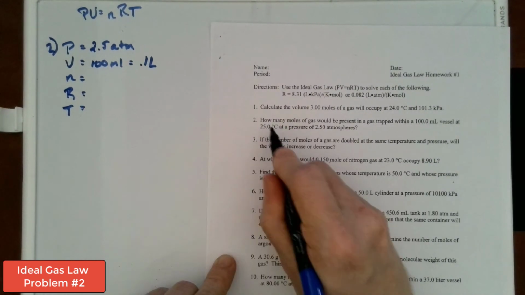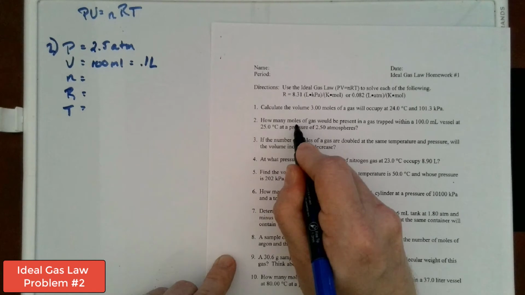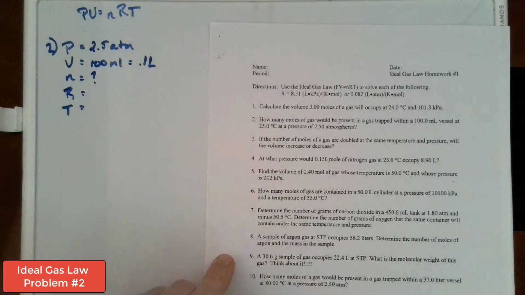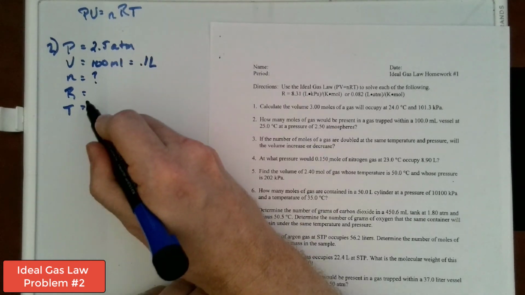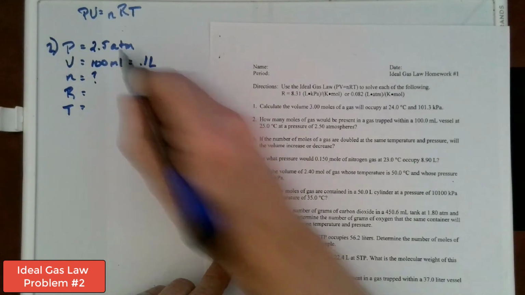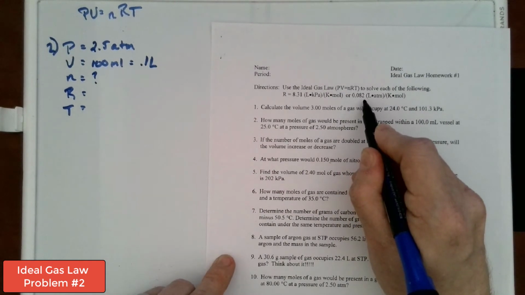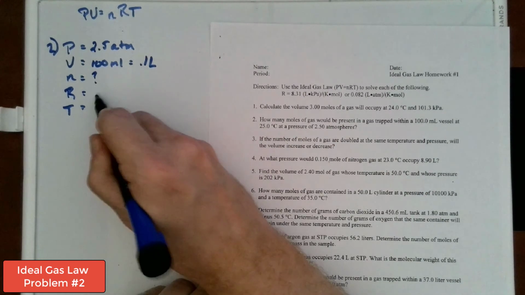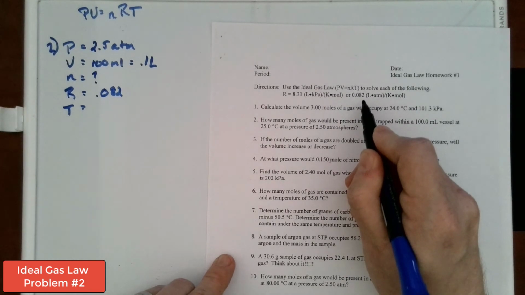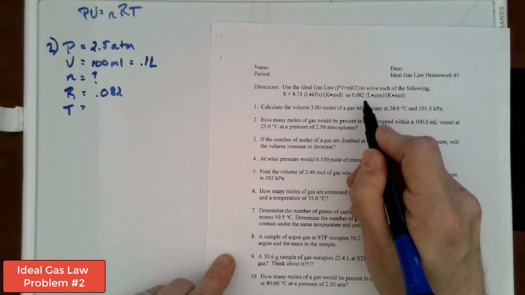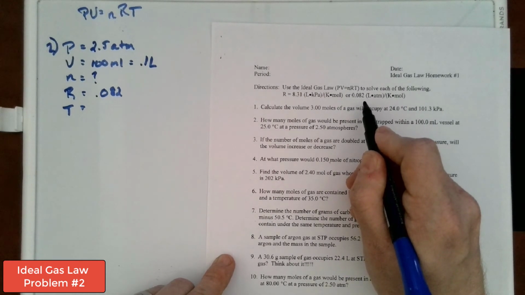n stands for number of moles, and according to this problem, I'm looking to solve for that, so I don't know what this is. The R value, I'm going to have to choose. This is based off of my pressure. My pressure is atmospheres, so my R value will be the one that's given to me in atmospheres, 0.082. I will remind you that this is rounded heavily for this exercise. The actual R value is far more precise. It is 0.08206.